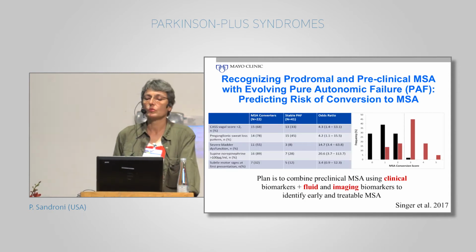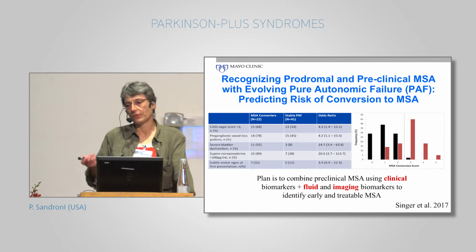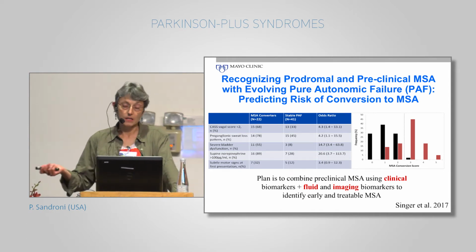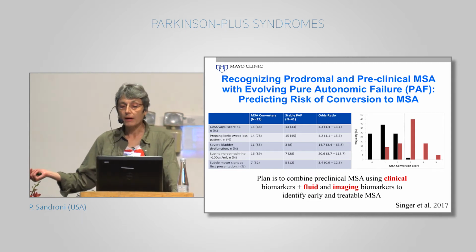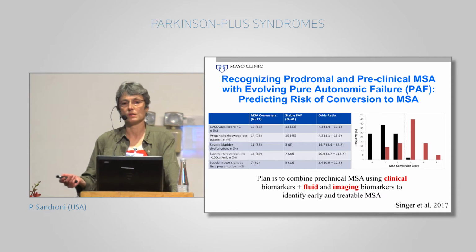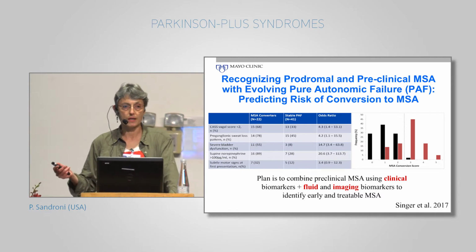So how do we recognize multiple system atrophy when they are at the very beginning? It's very easy to recognize it when the patient is pretty advanced and it's full blown. But how about when you have a patient and you don't know if it's early Parkinson's disease, early MSA, or whatnot?